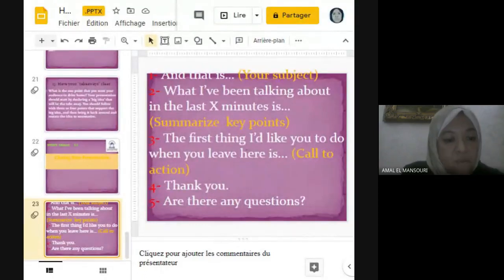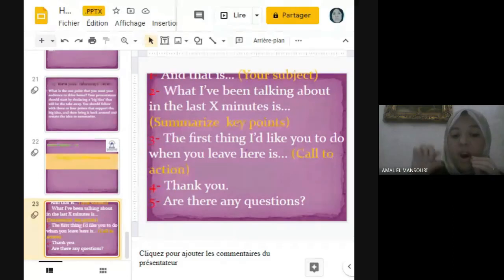What I have been talking about in the last few minutes is... and then you have to summarize the key points. For example, if your presentation has 3 takeaways, just summarize those 3 quickly and summarize the main points. Okay, summarizing is essential. Summarize the main ideas of your topic in the conclusion.